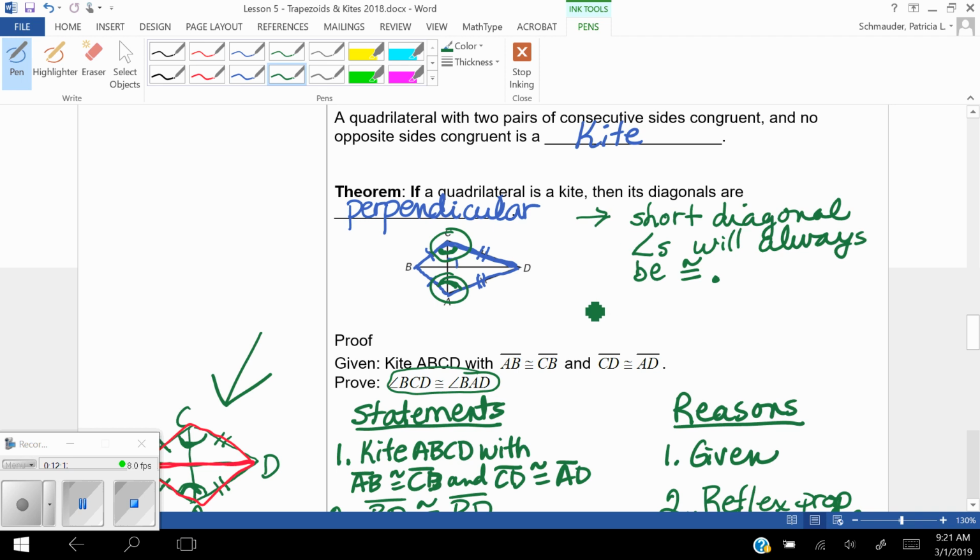Okay, the next thing is the long diagonal will always bisect the short diagonal.